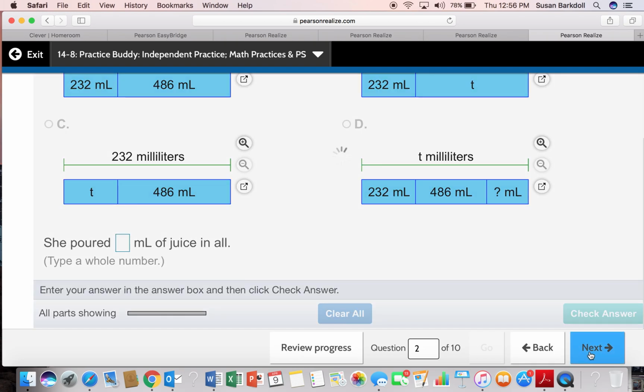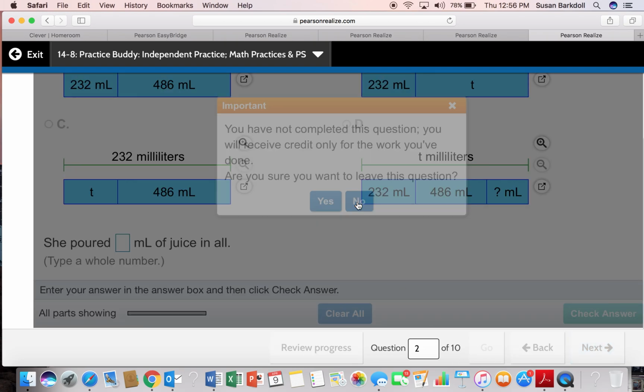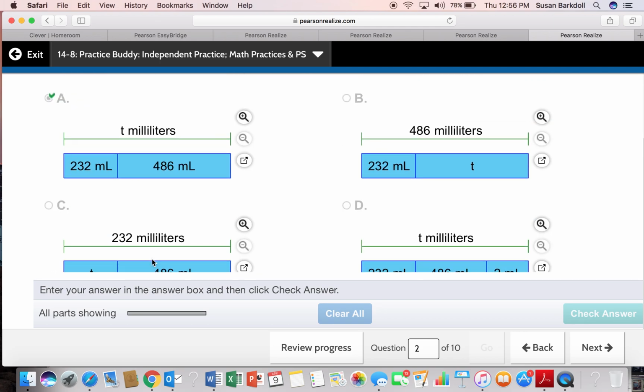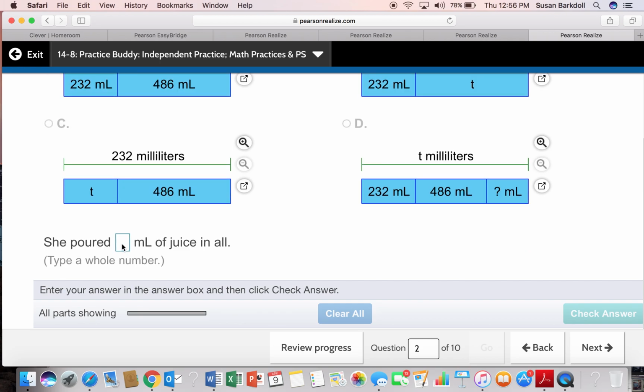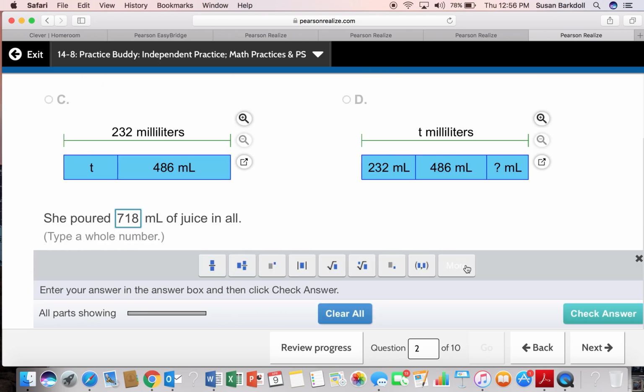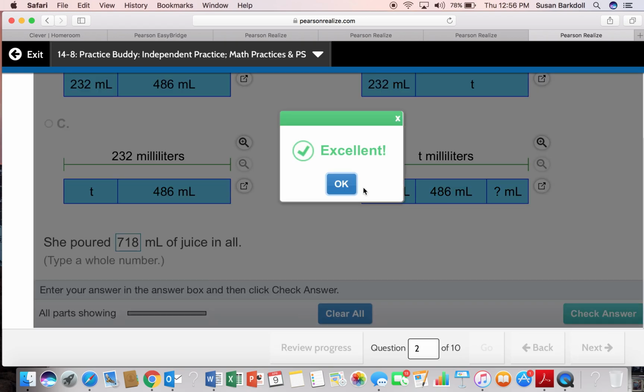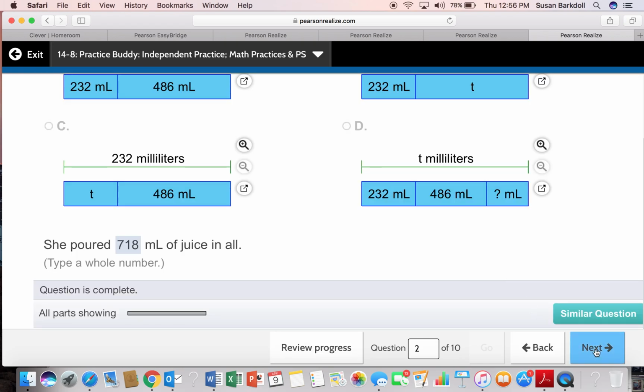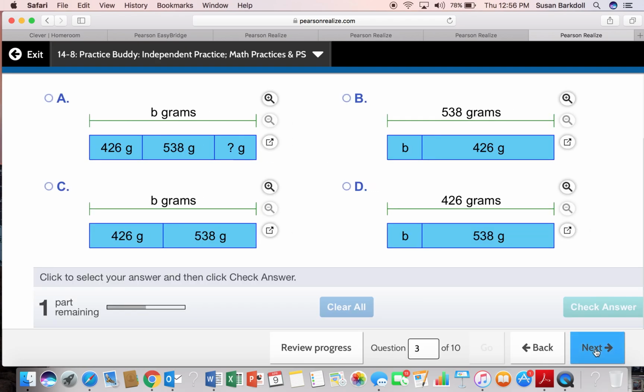Yay! Oh, I forgot. Sorry. I have to add. When you have a problem like that, you have to do the whole thing. So they want me to add 232 and 486. If I add them together, I get 718. So don't forget to put this little number here. It's nice that they self-correct me.